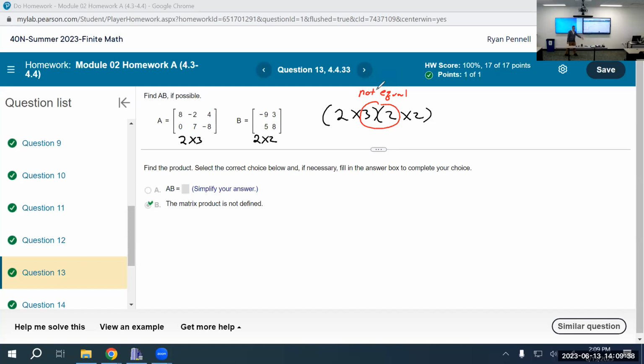If you go into computer programming or whatever, you can redefine what you mean when this happens. There's different languages that do this, but for our purposes, math theory, that's what we're talking about. Inner dimensions do not equal, so it's not defined. But you could go B times A, right? That would work, but that's not what it asked. So I think that's undefined.